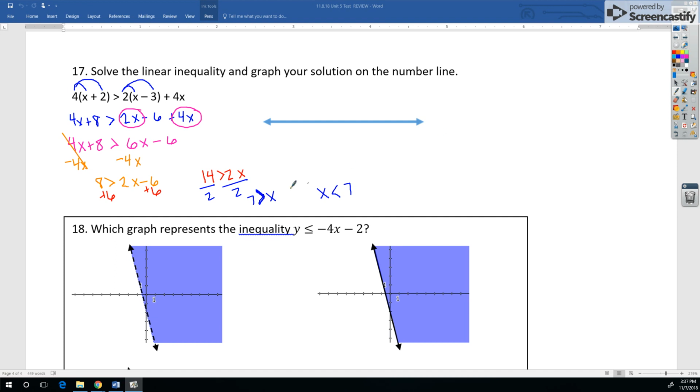So remember your little alligator. Alligator's eating the 7 because it's bigger. It is still eating the 7 because it's bigger. So 7, and then I'm going less. Open circle because it's just less than.